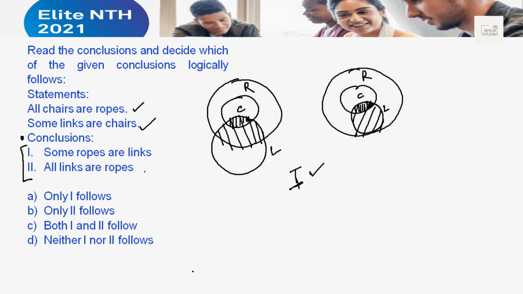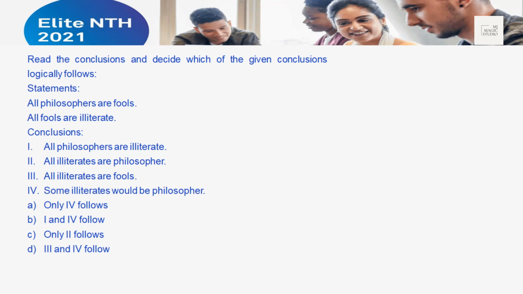All links are ropes. Here we can see that a few links are not ropes. But in Venn diagram number 2, all links are ropes. It does not follow in Venn diagram number 1. That means conclusion 2 does not follow in all the diagrams which we can draw. So certainly conclusion 1 follows and not conclusion 2. I'll opt for option A. Only 1 follows.